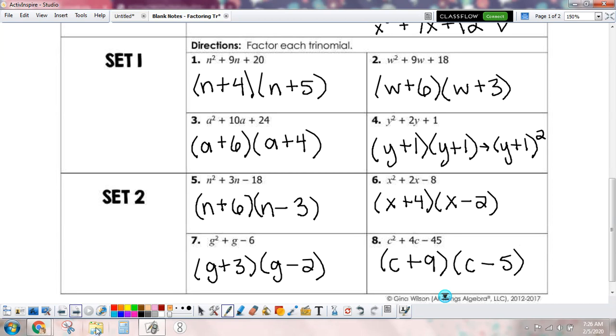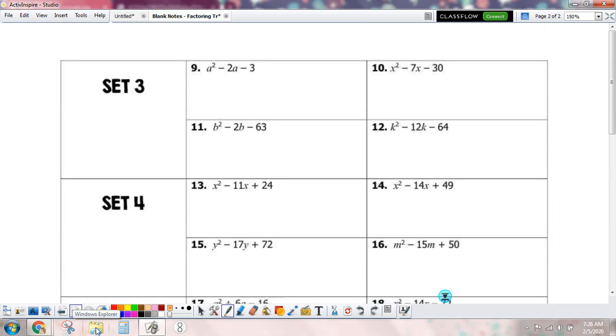Okay, so the next set has all subtraction signs. Okay, so remember, we're still trying to get that negative number at that end. So one of our numbers is going to be positive and one's negative. But this time we want our middle number to be negative. So this time, our bigger number is going to be the negative one to make these end up being negative.